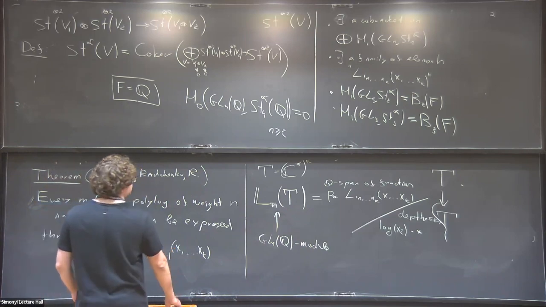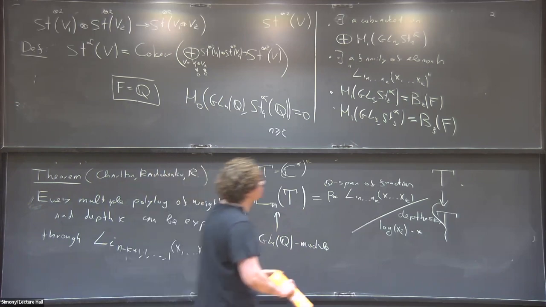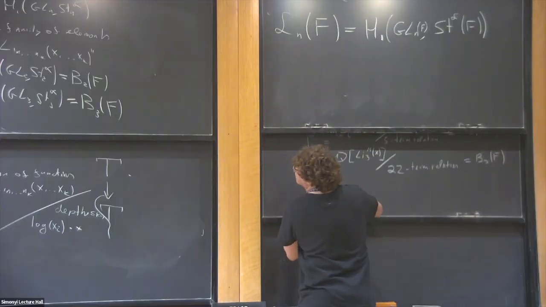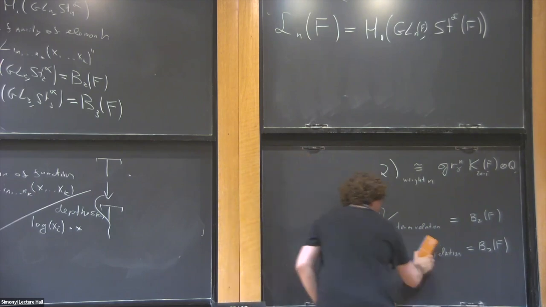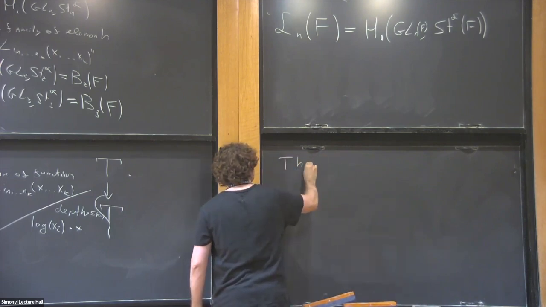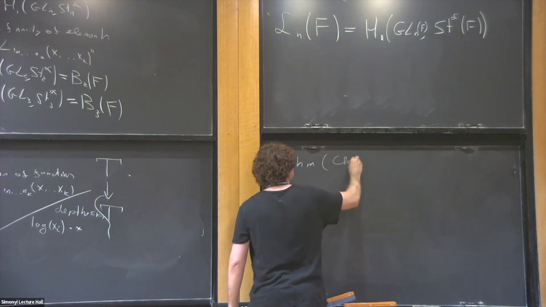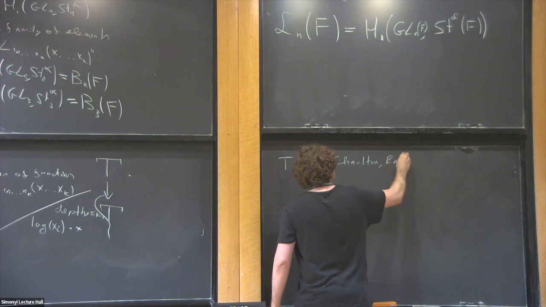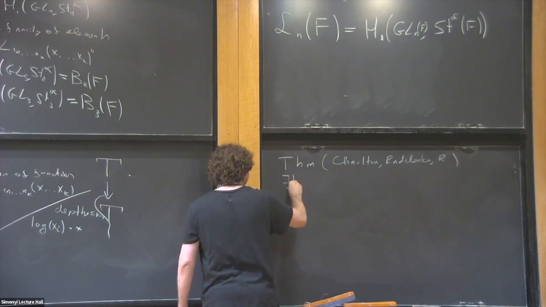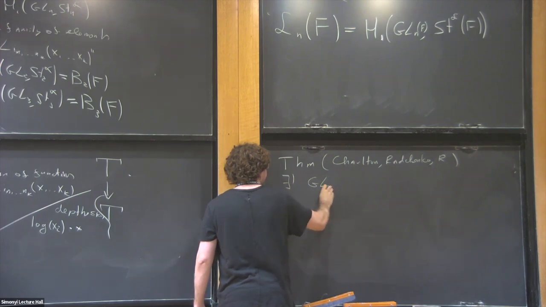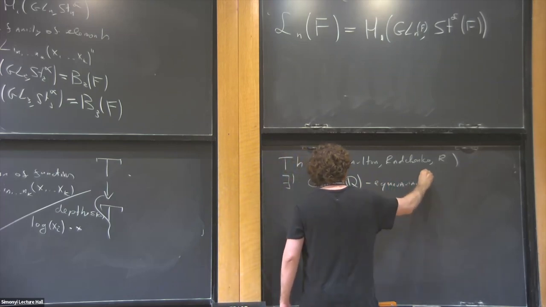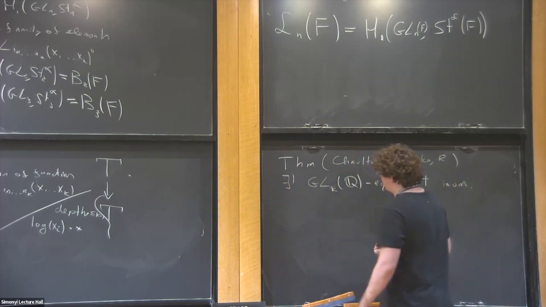So here I don't quotient by products. I can, but let me maybe not do it. The main theorem here is a complete description of this. The theorem, also with Charlton and Radchenko, is that there exists a unique GL_K(Q) equivariant isomorphism between the following two spaces.